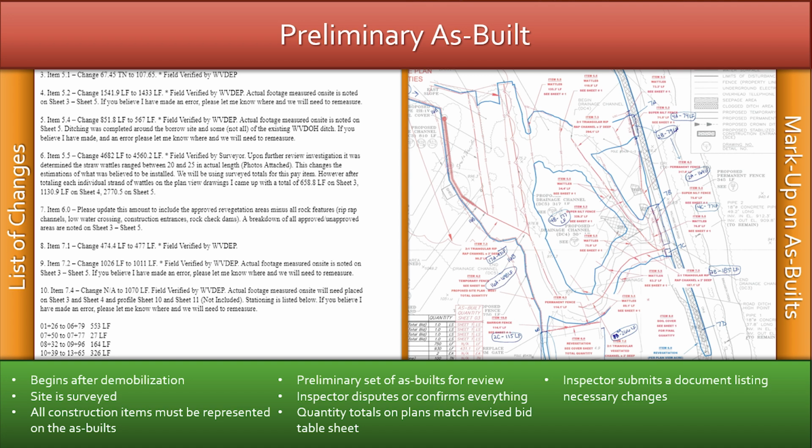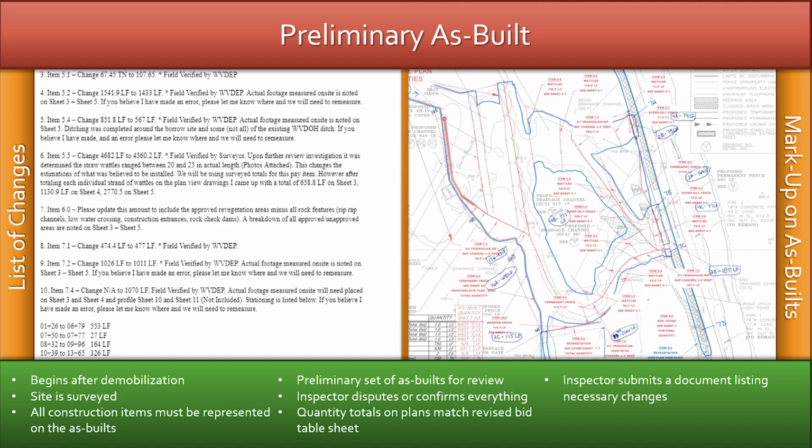After documenting the entire site, the contractor will submit a preliminary set of as-builts for the inspector to review. The inspector is responsible for disputing or confirming everything on the preliminary as-built drawing. All construction items must be represented as they were installed. All quantity totals listed in the revised bid table sheet must match the totals on the plan view sheets. Inspectors must submit a document outlining all the necessary changes to the contractor for correction of the as-builts.